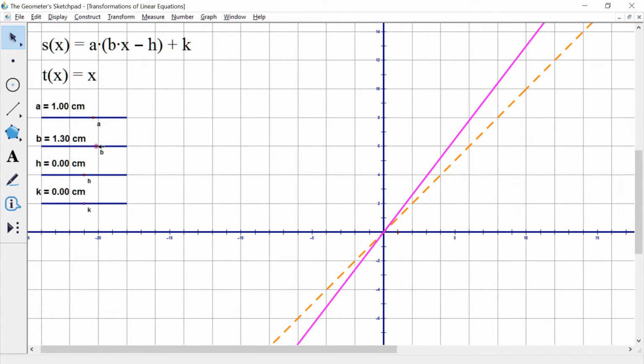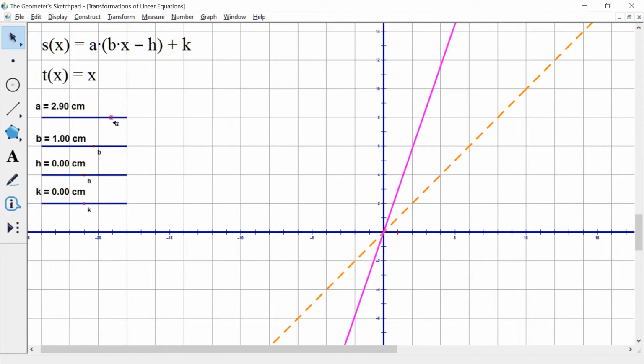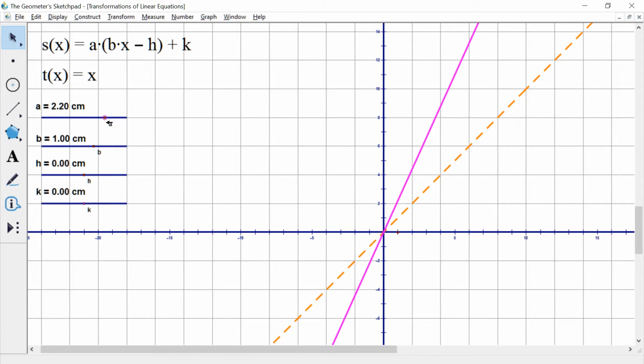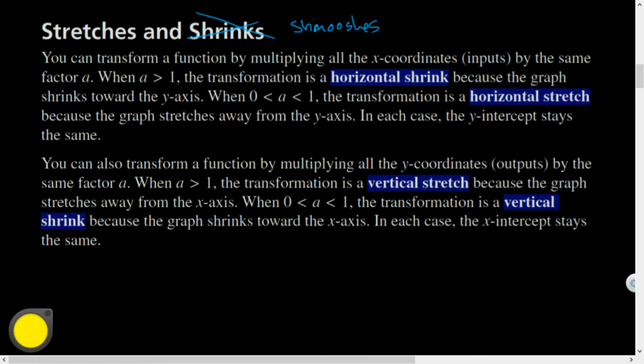So let's bring our b value back to normal. And when I multiply the entire function by something, it's pulling it up when it's bigger than 1, and it's pushing it down when it's less than 1. Right? Good stuff. Good times. And so yeah, those are horizontal and vertical stretches and smooshes.